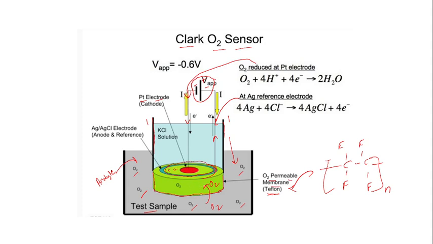Now what will happen? It will reach the platinum electrode, and at the platinum electrode it will be reduced. Now let me erase.